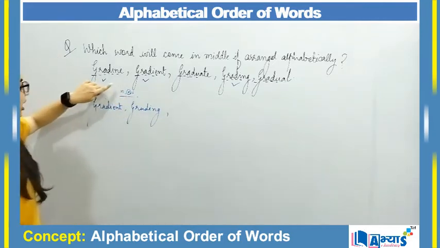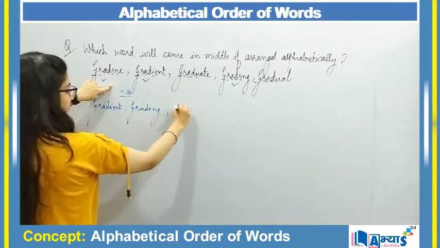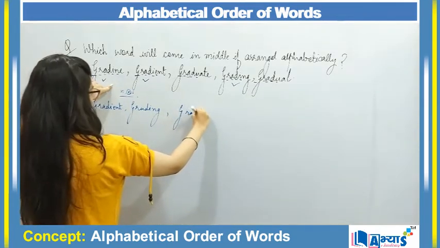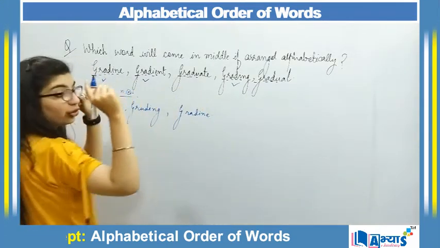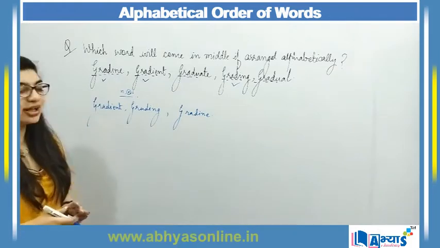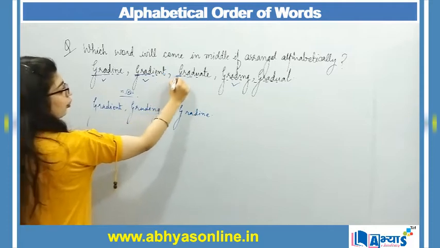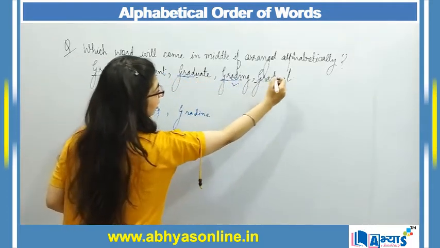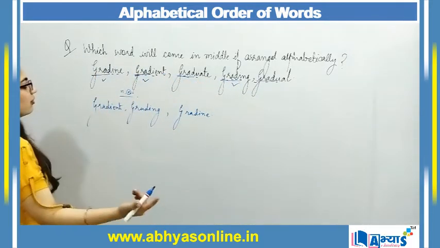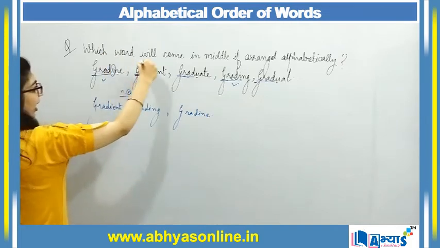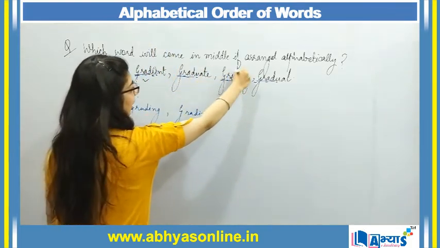And after grading, I will see gradine, if I am not wrong. So let us recheck again. I say that these 4 letters are common in all the 5 words. I switch to the 5th letter. I see I over here, and I over here.